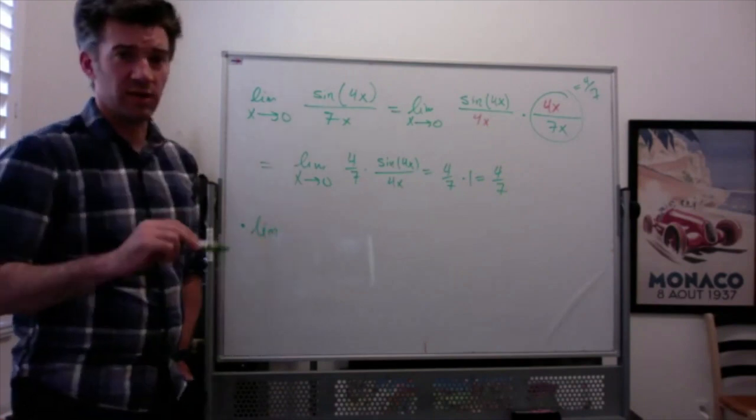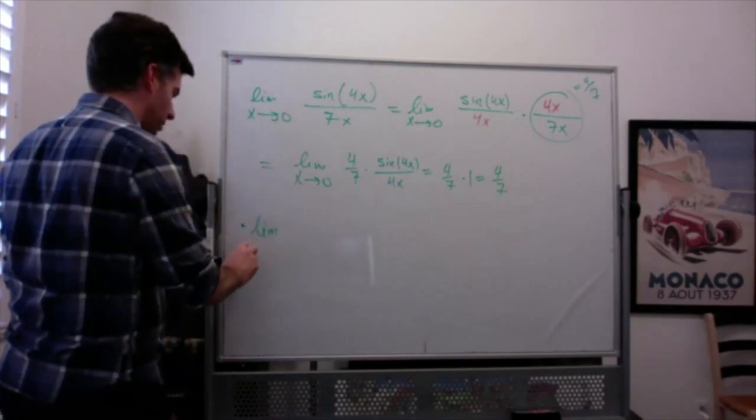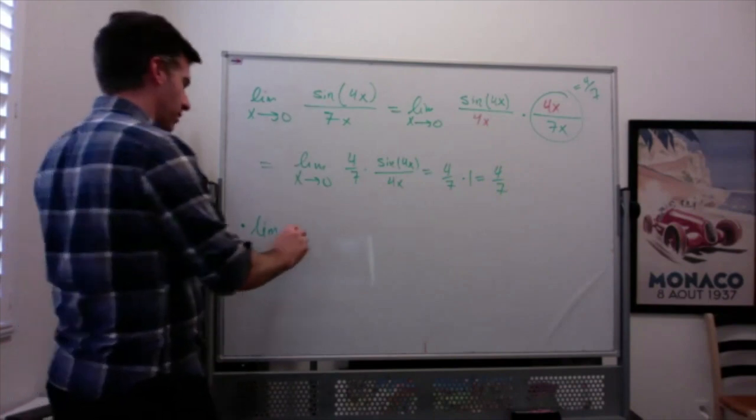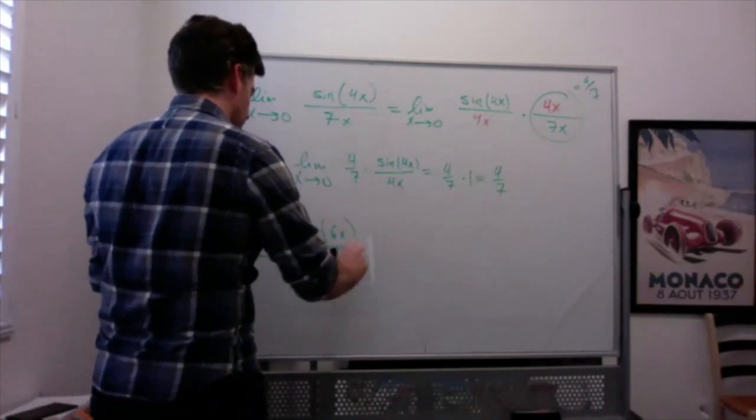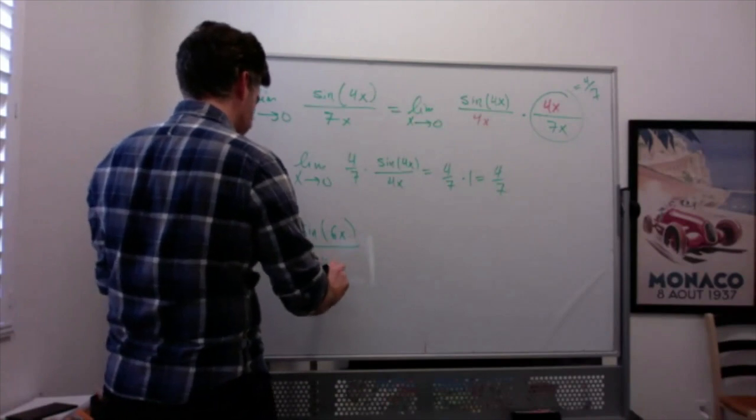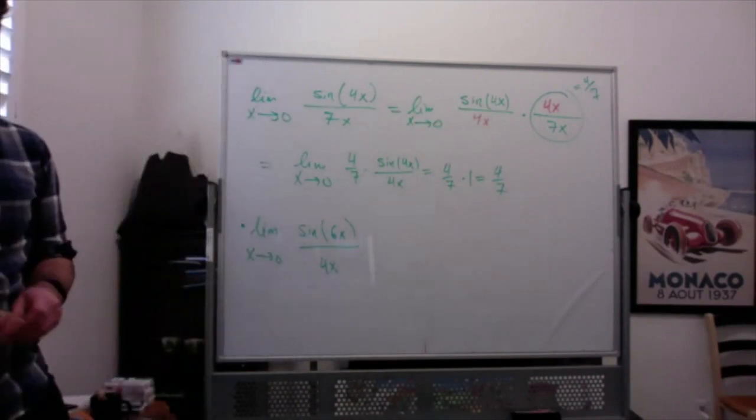So why don't you guys try this one? Try finding the limit as x goes to 0 of sine of 6x over 4x. And I'll give you a minute.